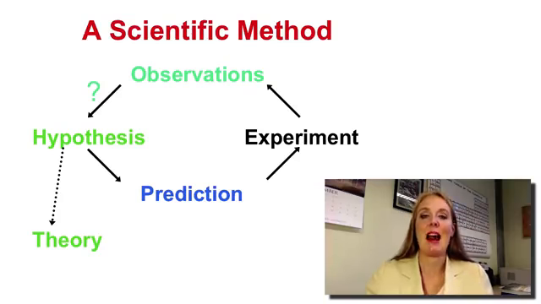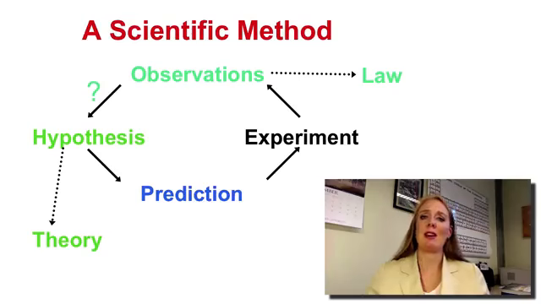Another thing that sometimes happens when people do many experiments is that they collect some of the experimental observations into something that they can make into a mathematical formula, and that is usually called a law. So at this point you might be wondering, okay, sometimes I have a theory and sometimes I have a law. What's the difference between a theory and a law?